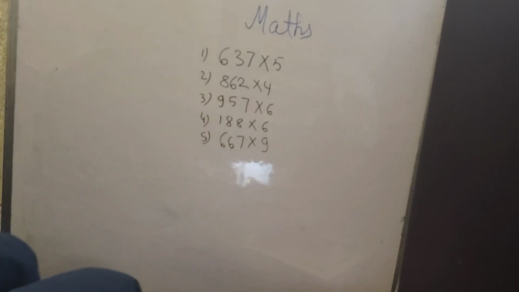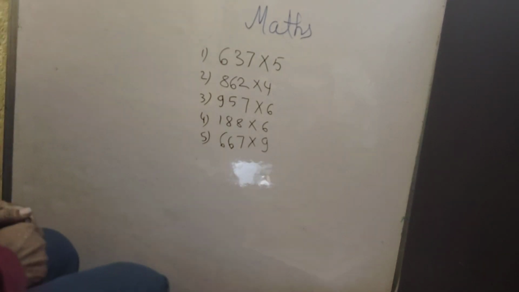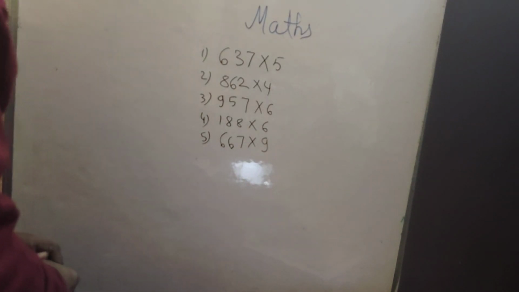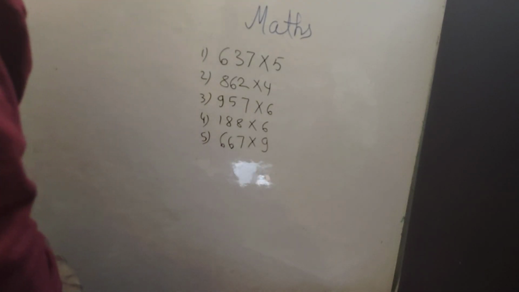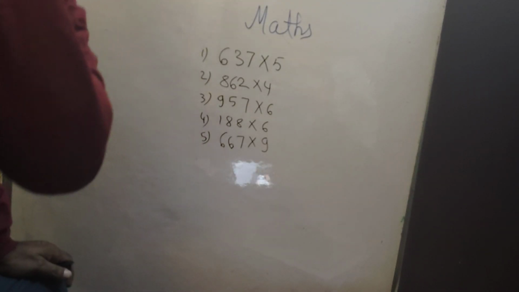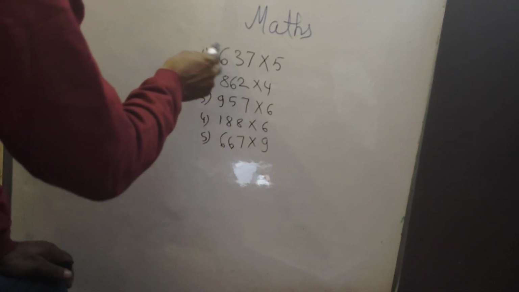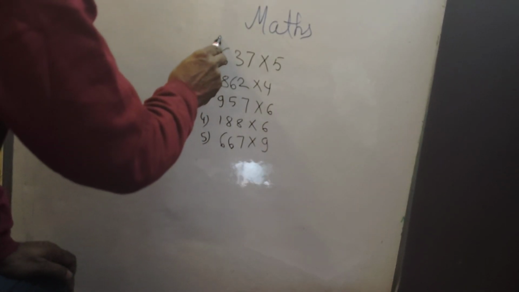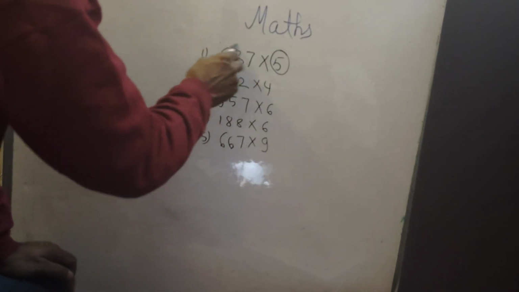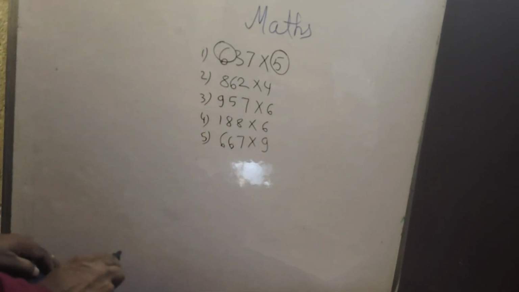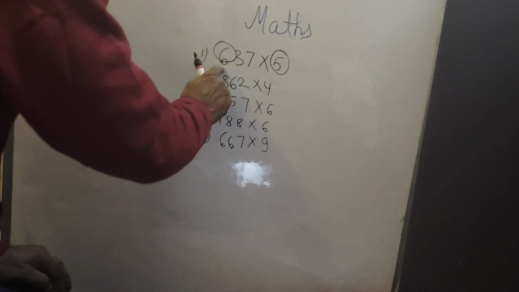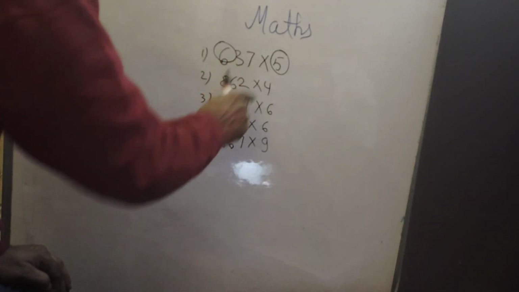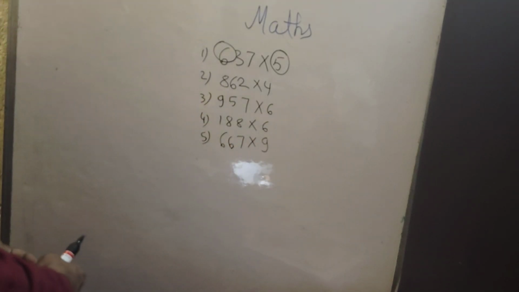So there is the first number, 637 multiply 5. How do we find this result? When we do it orally, without any written work, first we multiply from the left side. So 6 is on the left side, in the hundreds place. So 6 times 5 is 30, that is 3000. The hundreds place is 6, so it is 600 into 5. 600 into 5 is 3000. So we put 3000 in our mind.